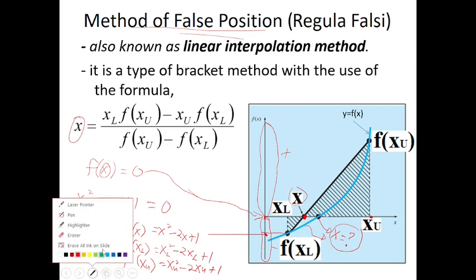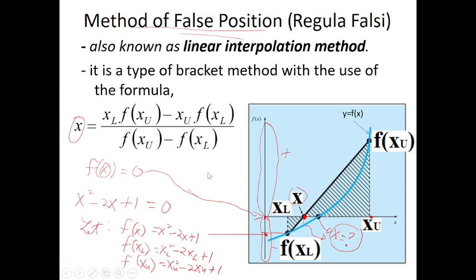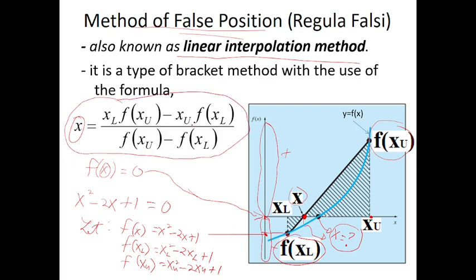Okay, so in this case, if we consider the two, f of x sub l and f of x sub u, okay, we will connect a line between the 2 points. Okay, we will connect a line, and that is now the linear interpolation method. Okay, because what is formed is a line. Okay, and from that line, it intersects the x-axis at this point, and that point can now be obtained using this formula. x equals x sub l multiplied by f of x sub u minus x sub u multiplied by f of x sub l all over f of x sub u minus f of x sub l.